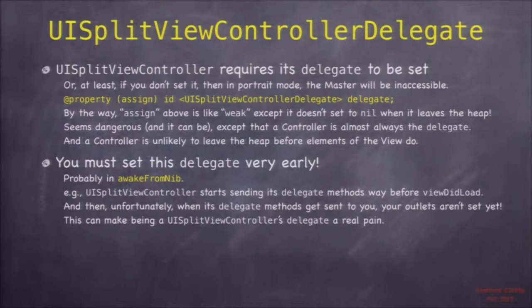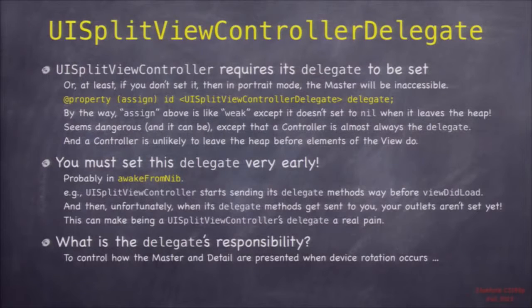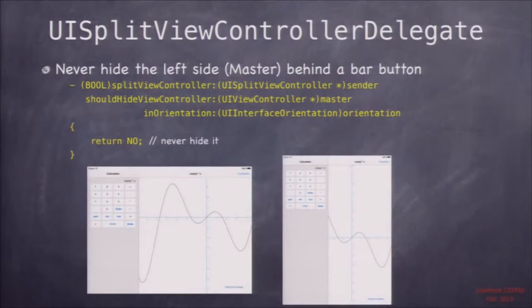Firstly, it has to be set very early, meaning in awake from nib. You can't wait till view did load to set your split view controller's delegate. Okay, so that's annoying. Second of all, it starts calling the delegate methods from the split view controller before view did load happens. So none of your outlets are set while it's calling its delegate methods. So that's annoying. So it's very difficult to deal with the split view controller delegate. Fortunately, it only has one simple responsibility, which is to control when the master and the detail appear in the landscape versus portrait modes.